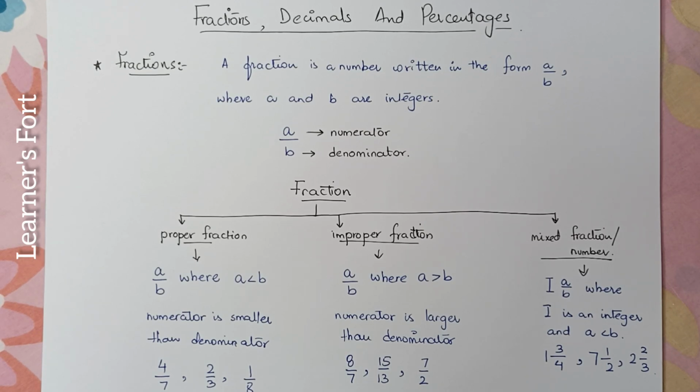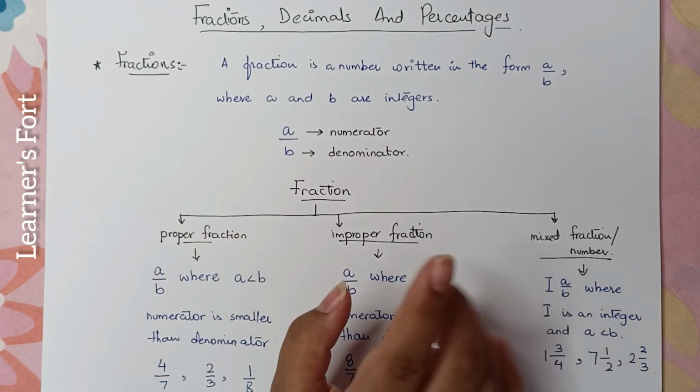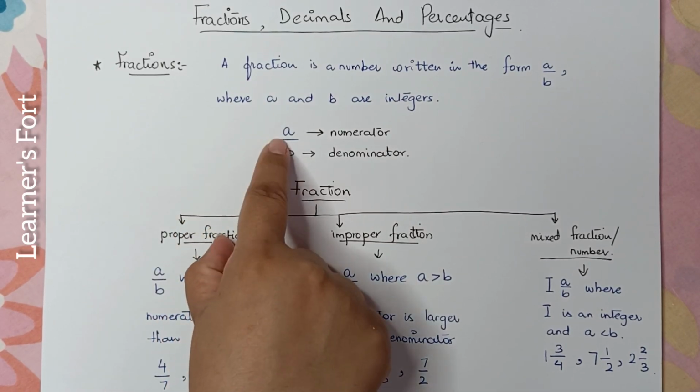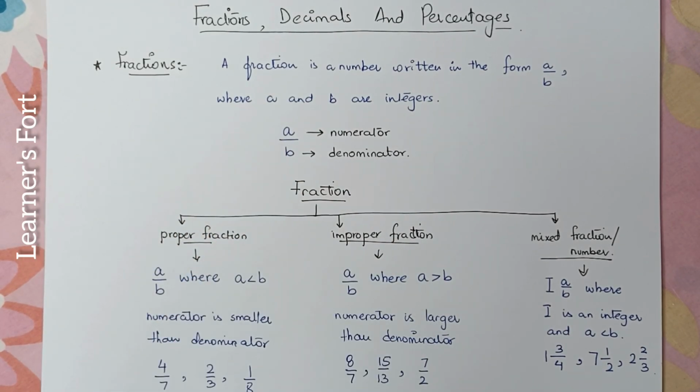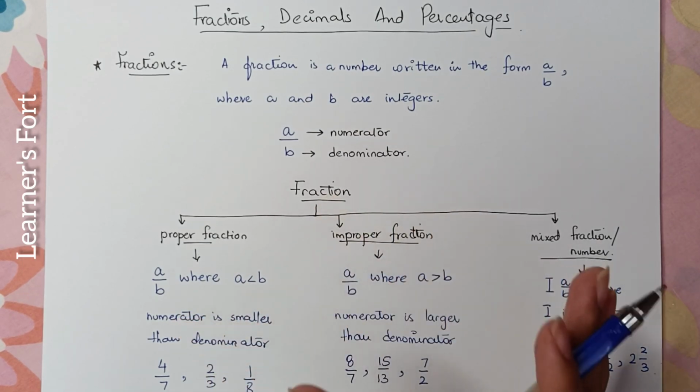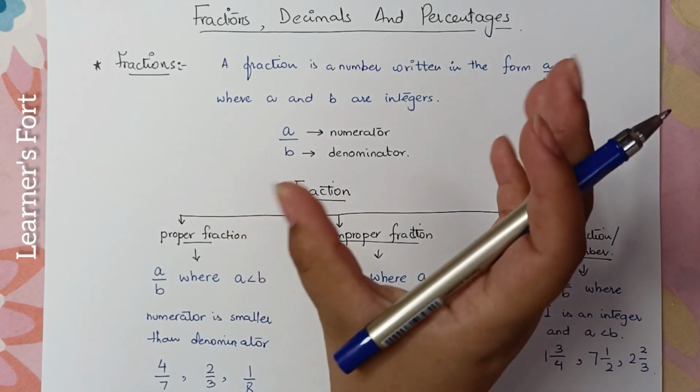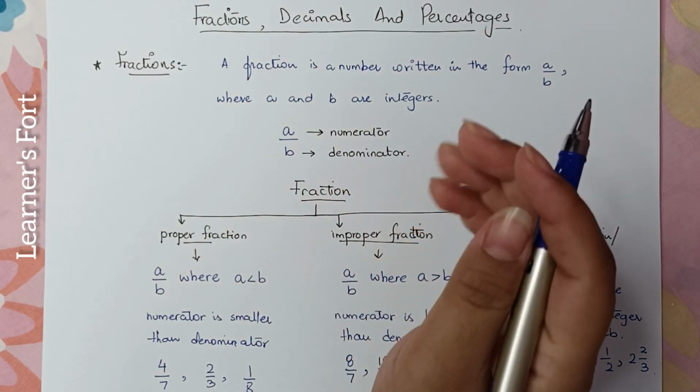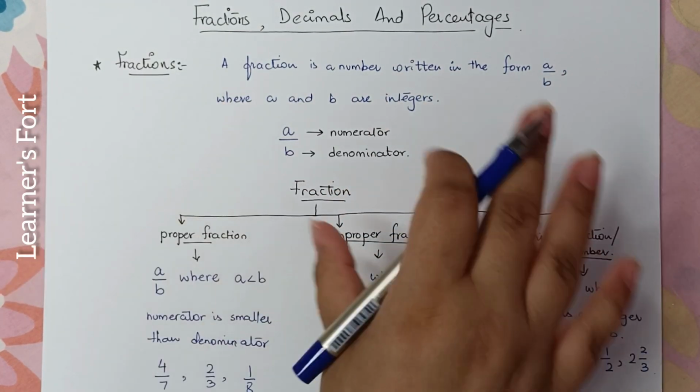Basically, a fraction is a number that is written in the form of a upon b, where a and b are integers. Now, a fraction is basically a part of a given number. A fraction is a smaller part, a smaller section of the whole, right?